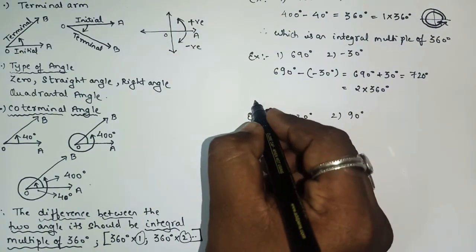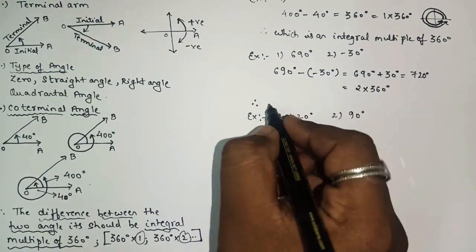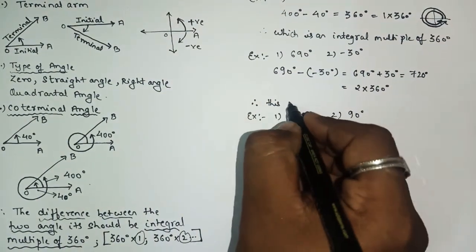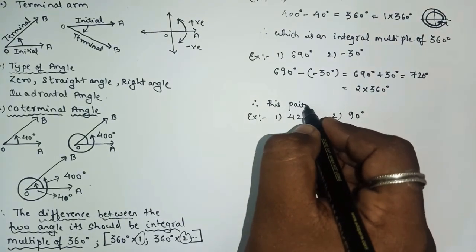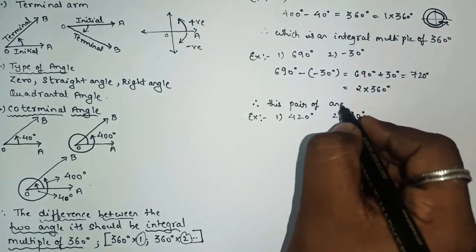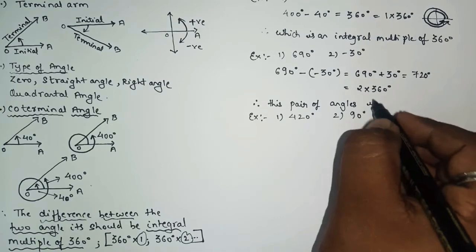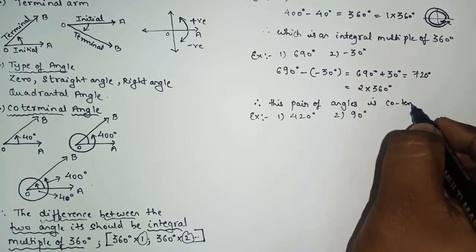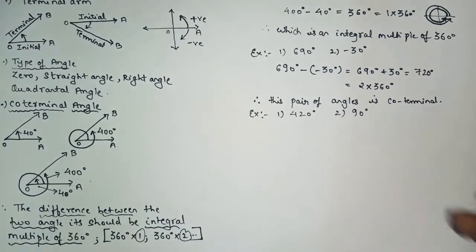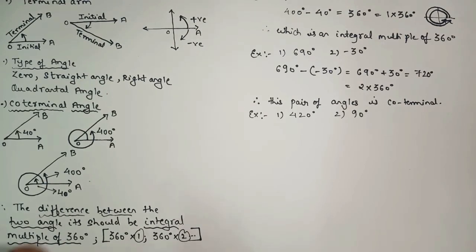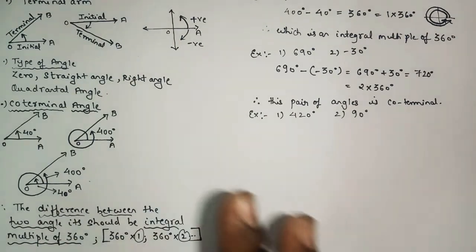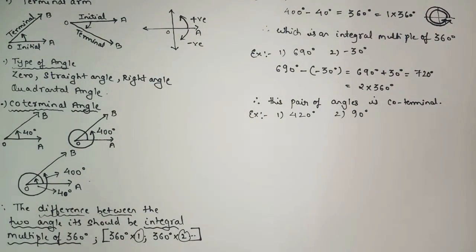So therefore we can say that this pair of angles is coterminal. So got the point? Understood the definition? What do you mean by coterminal? In simple language, the difference between the two angles should be a multiple of 360. If it is not a multiple of 360, straight away you will write that the pair of angles is not coterminal.